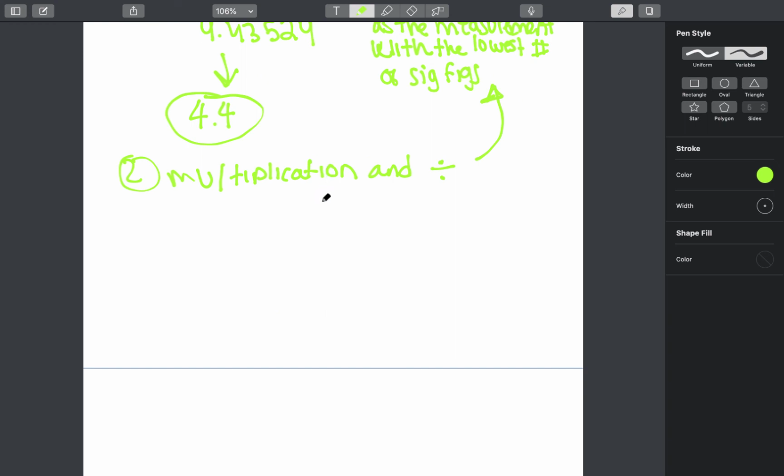Let's do one example. So let's just do 300 times 2. In this case, you have 1 sig fig, 1 sig fig. Since both have 1 sig fig and 1 sig fig is the lowest number, you would get 600, which would translate to 6 times 10 to the 2. And that would be your answer with the appropriate number of sig figs.